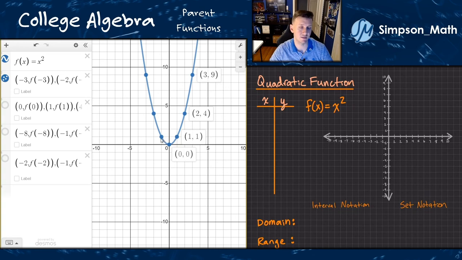And then I can plug in negative numbers as well. Anytime I square a negative, it becomes positive. So negative 1, 1, negative 2, 4, because negative 2 squared is a positive 4. Negative 3, 9, because negative 3 squared is positive 9. So it gives this nice smooth curve, this U shape.